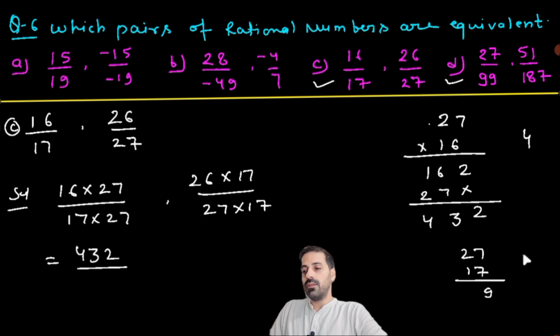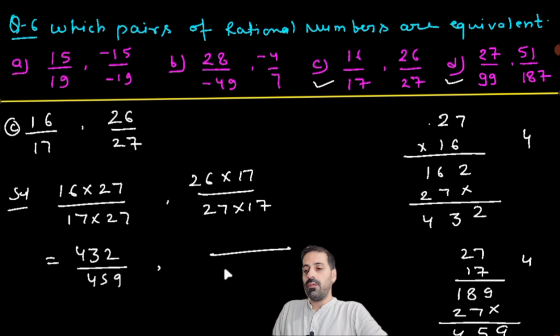Now 27 multiply 17. 7 7s are 49. 4 is carried forward. 7 2s are 14 and 4 is 18. So now we have 7 and 2. Now add them: 9, 7, 14 and 15, 1, 3 and 4. So we have 459. Again the denominator is the same, 459. Now multiply 26 and 17. So 7 6s are 42. 4 is carried forward.